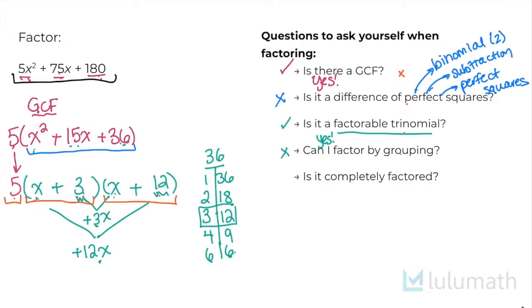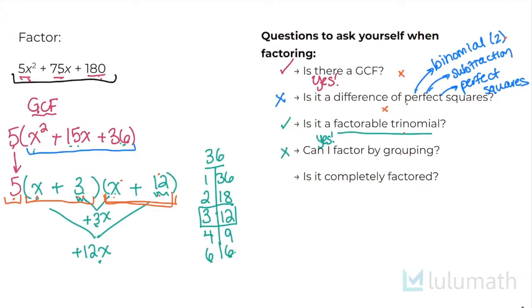Is it a difference of perfect squares? So this 5 is a monomial. It's not a difference of perfect squares. This x plus 3 is a binomial, but there is no subtraction, and neither one of these terms is a perfect square. Same thing with this x plus 12. There is no subtraction, and neither one of my terms is a perfect square. So this next question is a definite no as well.